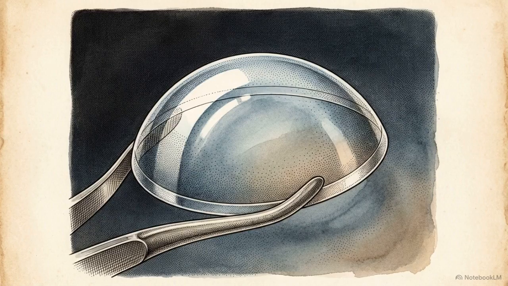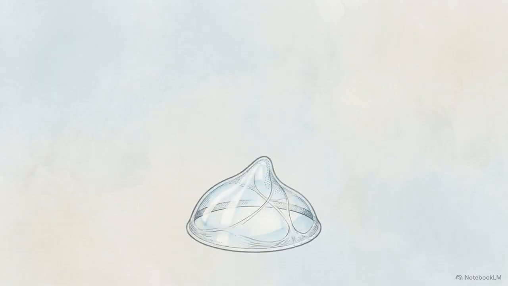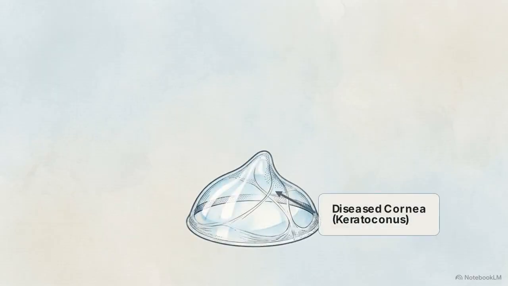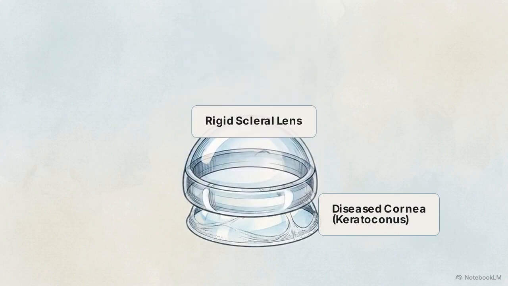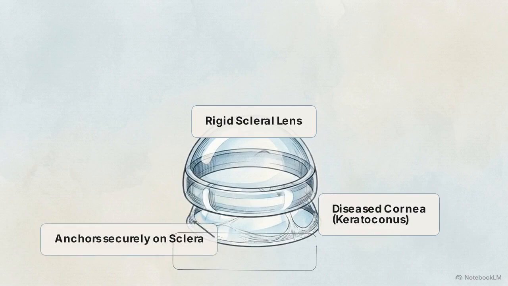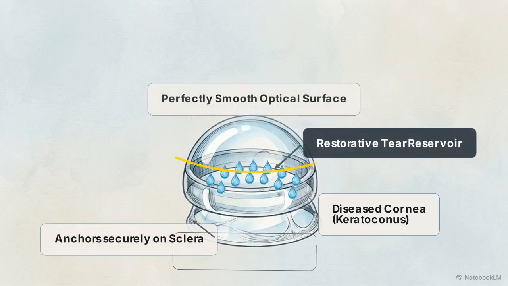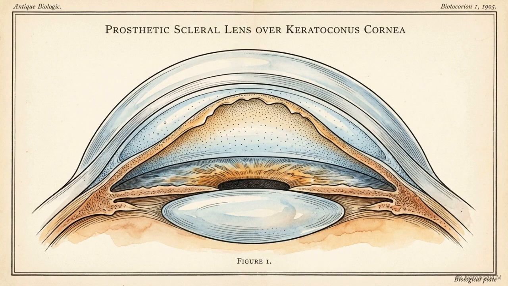To fix advanced keratoconus, clinicians have to install a mechanical replacement, the rigid gas-permeable scleral lens. Looking at this cross-section, you see how it works. The massive diameter of the rigid lens allows it to vault completely over the diseased cornea. It anchors securely onto the white of the eye, the sclera, while trapping a restorative reservoir of tears underneath. By trapping that liquid layer behind a perfectly smooth artificial dome, the damaged tissue is entirely bypassed.